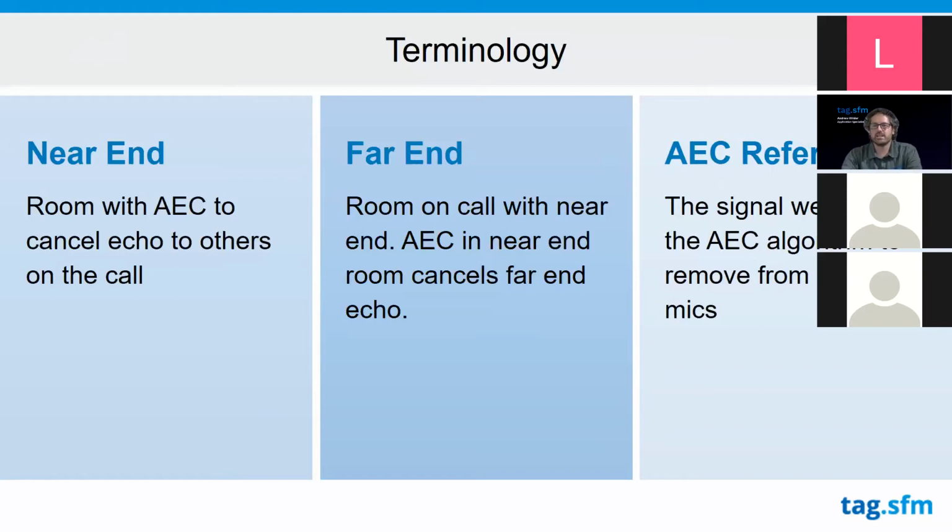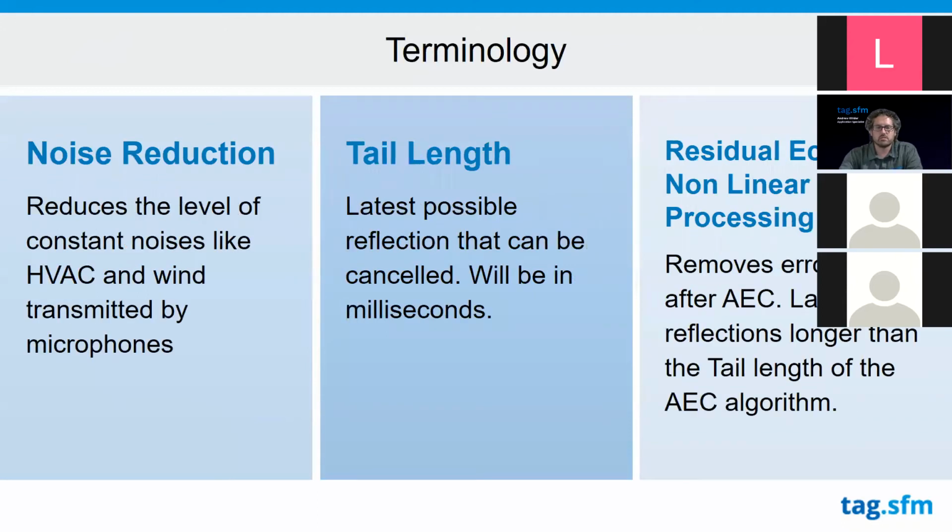So when we look at any sort of AAC in general, they all have noise reduction. Noise reduction, or NR, reduces the level of constant noises like HVAC and wind that's transmitted by microphones, okay? So constant noises. It doesn't get rid of tapping on a desk or somebody who clinks their silverware or a glass, because that's not constant. It's typically for wind or HVAC.